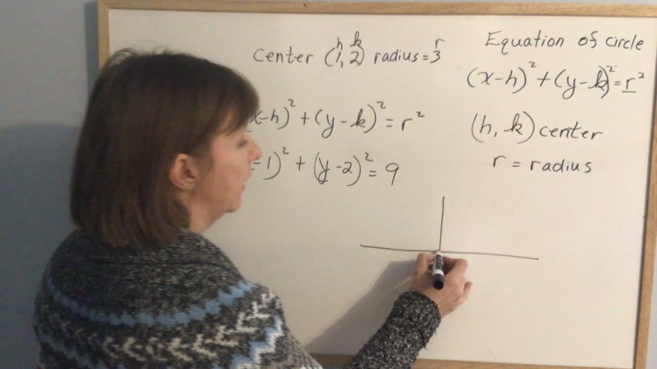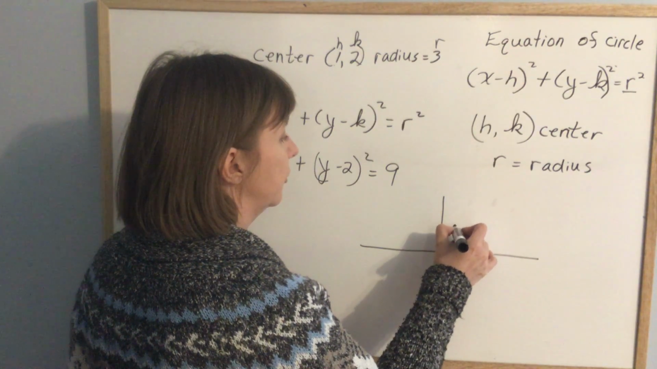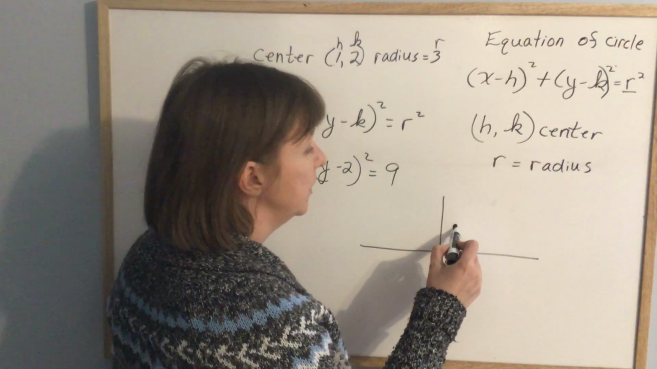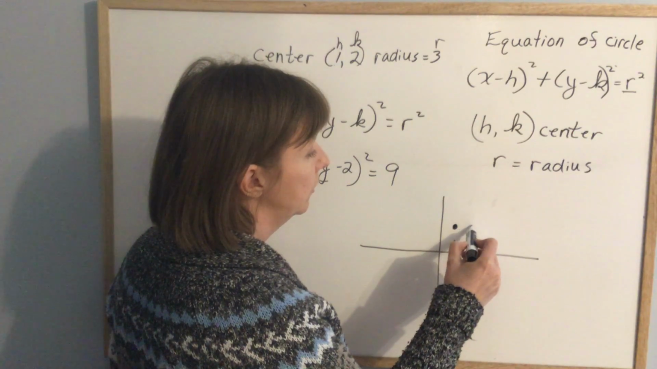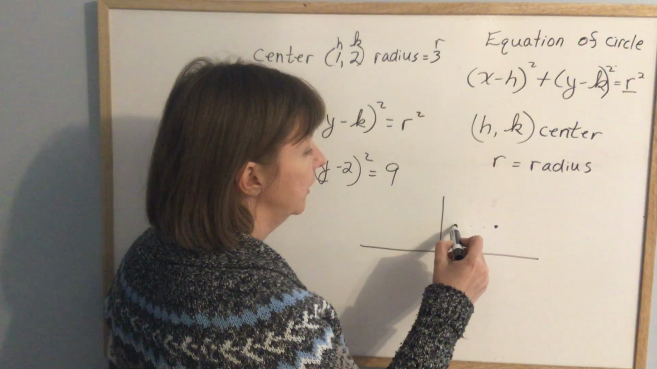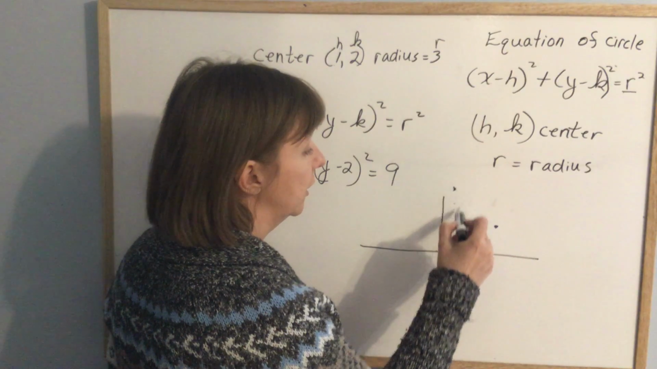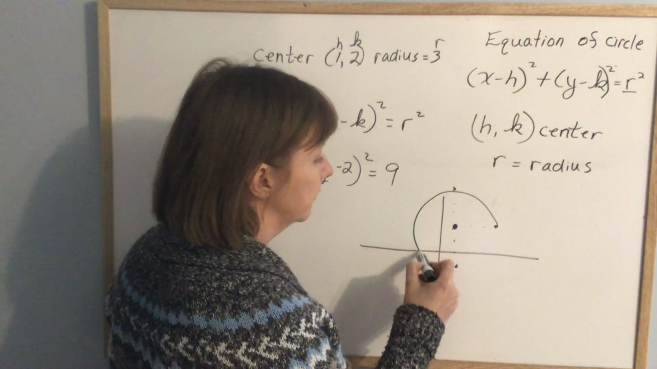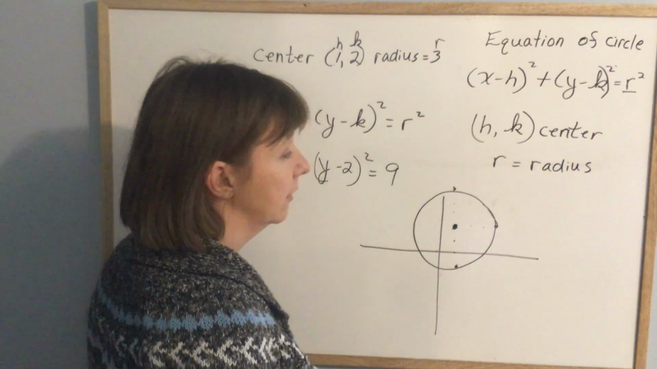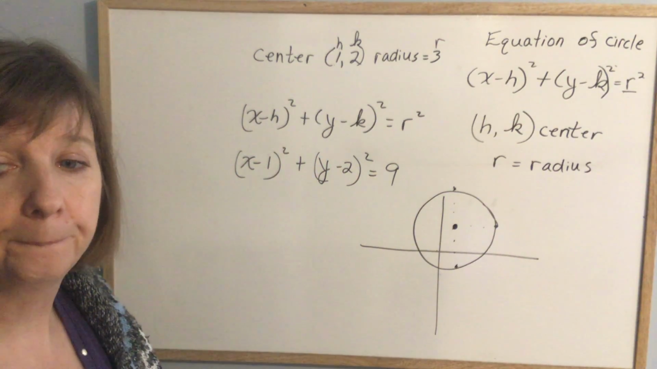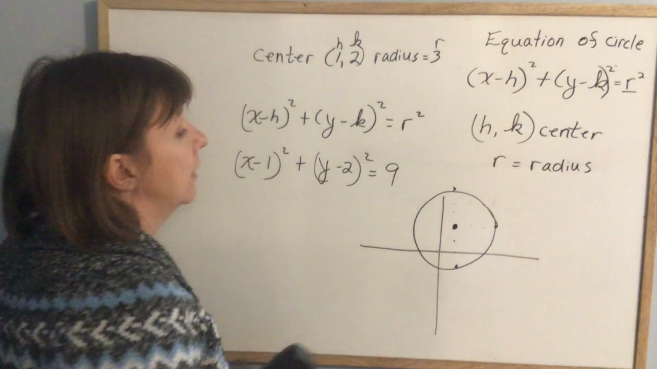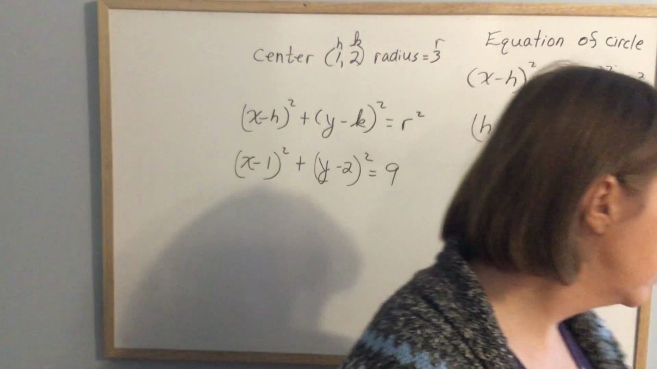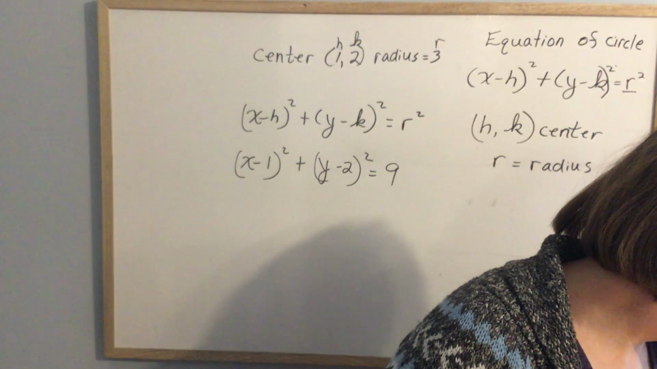Now, if they wanted you to graph that circle, your center is at 1 and 2. That's the center of your circle. And your radius is 3, which means horizontally I'd go right 3, 1, 2, 3, and left 3. Vertically I'd go up 3, 1, 2, 3, and down 3, 1, 2, 3. And I'd just kind of badly connect the dots. All right. But that's how you would do it. Okay? So that's example 1 already done.